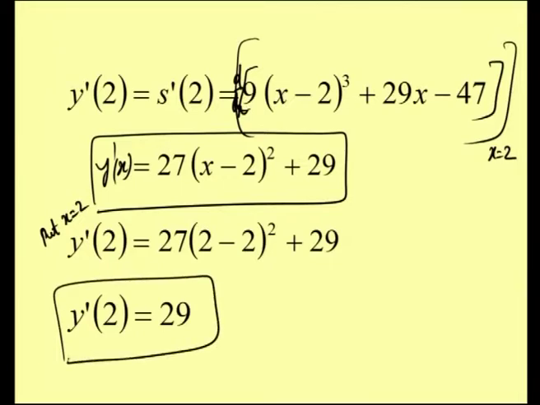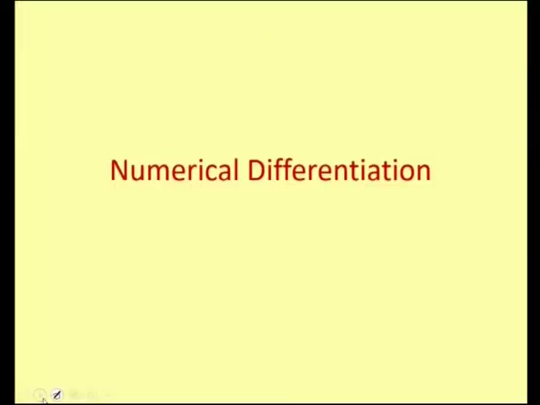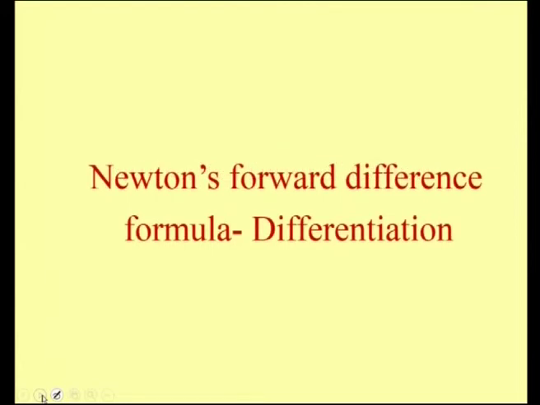Now, in this particular problem, we have found a cubic spline equation and interpolated using cubic spline, and also found a numerical differentiated value using cubic spline. Next, numerical differentiation using Newton's interpolation formulae. First of all, take Newton's forward difference formula for differentiation.